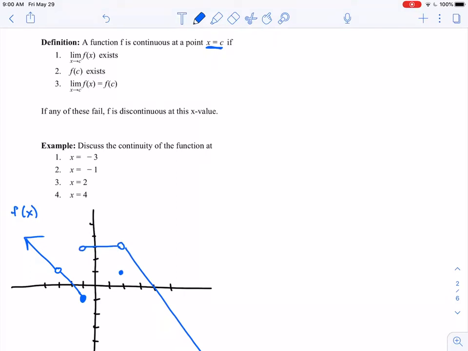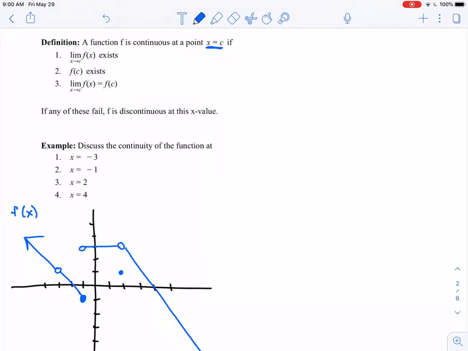So if you look at step 1 and you say, okay, the limit does not exist, you can just stop right there. You don't need to check the other 2 that are on your list here. In order to be continuous, you need to meet all 3 of these criteria.